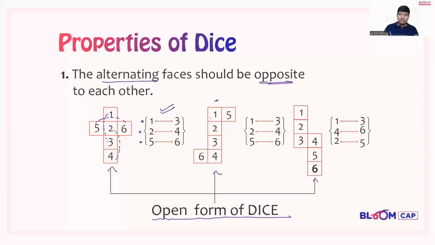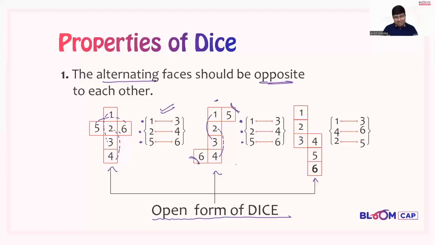Now let us come to this image. Again, the alternating face of 1 is 3, so opposite of 1 is 3. The alternating face of 2 is 4, so opposite of 2 is 4. Now, a dice has got 3 pairs of opposite faces. Out of that, 2 pairs we have already got. So the one which is left out will also be the third pair of opposite faces. Opposite of 5 is 6.